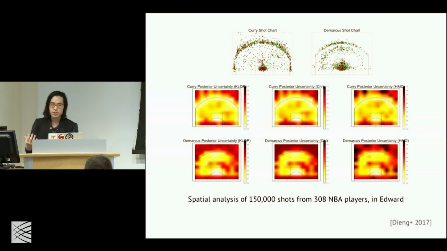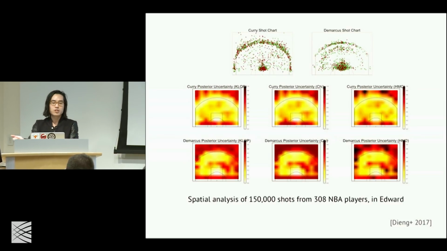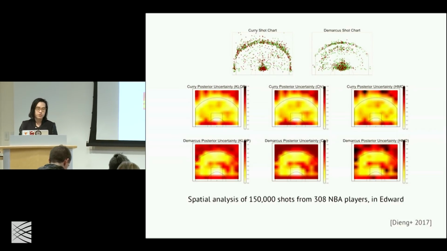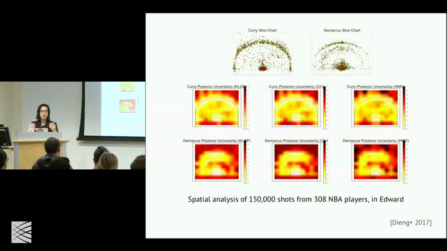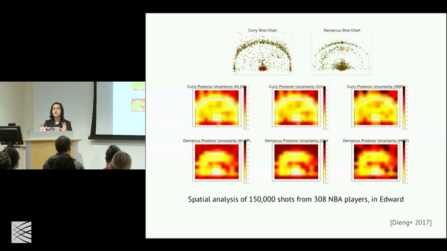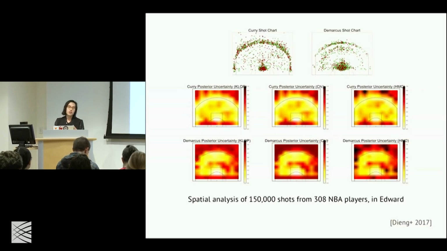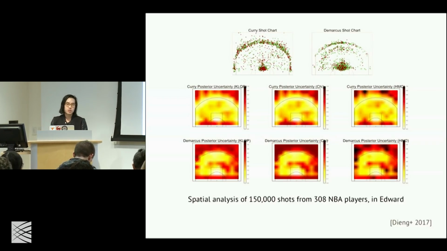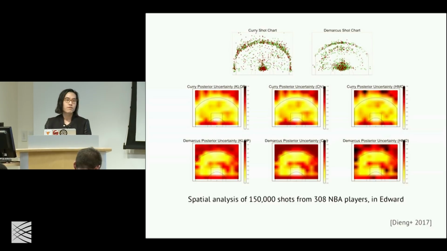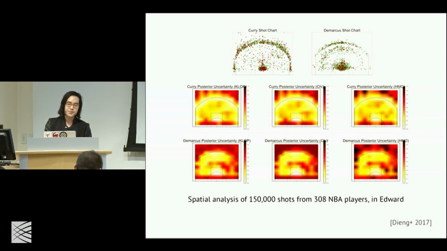And finally, one thing that we were interested in was just better spatial analysis in, say, basketball data. So we got this data set from Ryan Adams and his group, and we just used Edward, the probabilistic programming system, to understand the landscape of inference algorithms and how different ways of approximating a posterior distribution in a model could really affect the downstream results you care about.